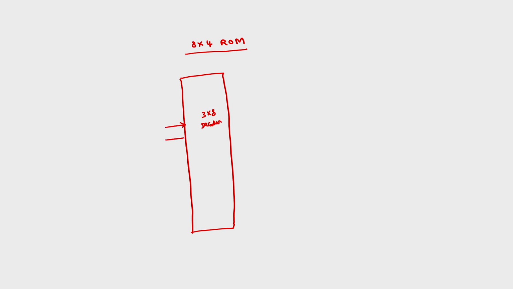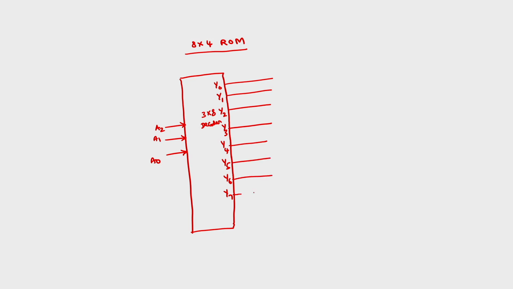So, with 3 inputs A2, A1, A0 and 8 outputs Y0, Y1, Y2, Y3, Y4, Y5, Y6, Y7, what are the Boolean expressions for these outputs which you have studied in digital logic? Basically, if I use the positive logic, it will be having Y0 bar, Y1 bar, because NAND gates are universal gates, normally we will use NAND gates.